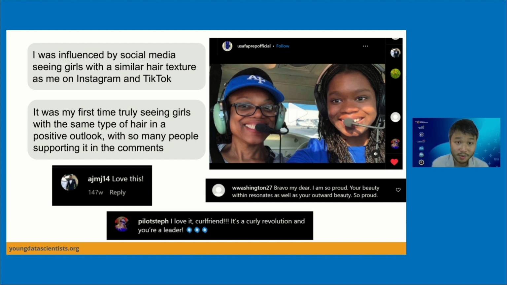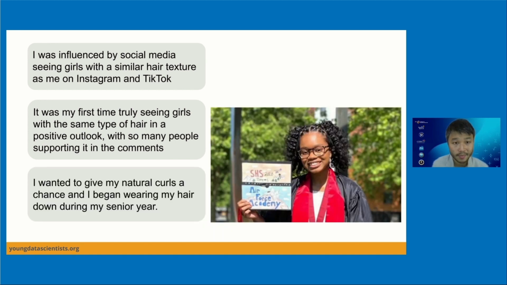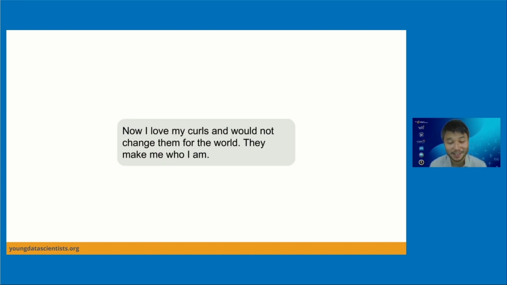It was my first time truly seeing girls with the same type of hair and a positive outlook, with so many people supporting it in the comments. She wanted to give natural curls a chance. And so, London writes, I began wearing my hair down during my senior year. And thankfully for London, she writes, now I love my curls and will not change them for the world. They make me who I am.